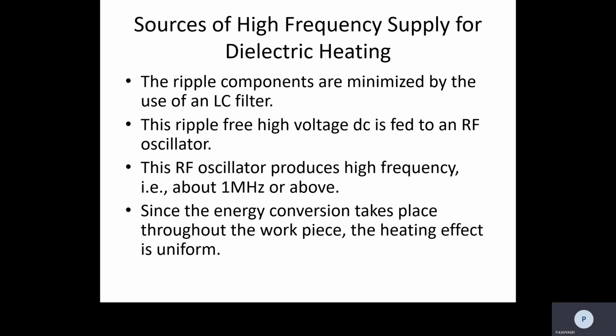The ripple components are minimized by the use of an LC filter. We know ripple means the presence of AC. This ripple-free high voltage DC is fed to an RF oscillator, and this RF oscillator produces a high frequency of about 1 MHz or above. Since the energy conversion takes place throughout the workpiece, the heating effect is uniform.